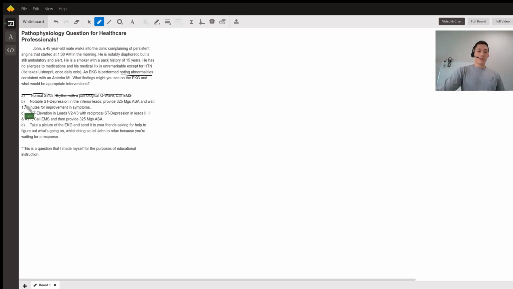Let's take a look at B. Notable ST depression in the inferior leads. Okay, yeah, we can definitely have that. But where is our ST elevation in our anterior leads? We know this is an anterior MI, right? We would expect that to be the case, especially with abnormalities. Provide 325 milligrams ASA, aspirin, and wait 15 minutes for improvement in symptoms. So no, not just ST depression. Would you provide aspirin? Yeah, absolutely. But we wouldn't wait 15 minutes for improvement in symptoms, right?